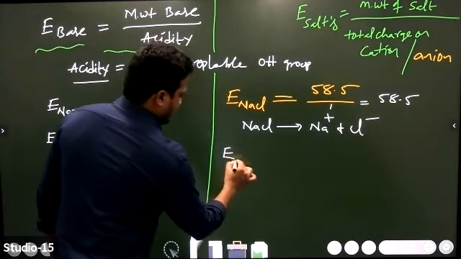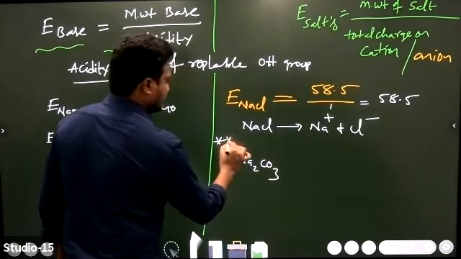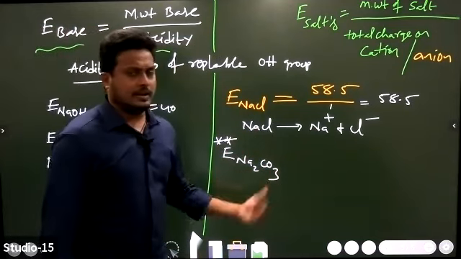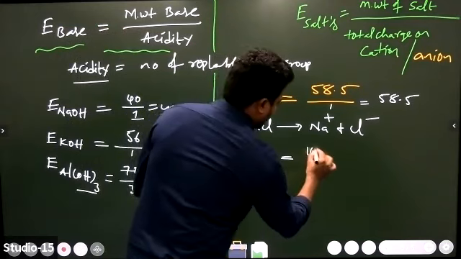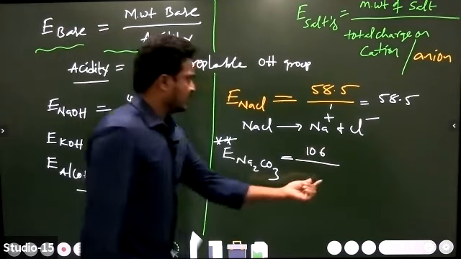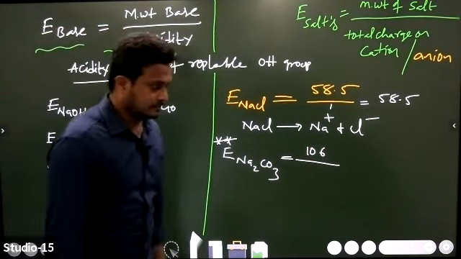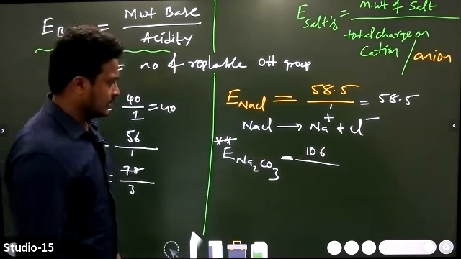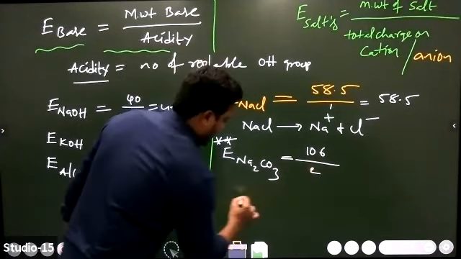Now calculate equivalent weight of Na2CO3. This is the most important one. In calculations of normality, they give Na2CO3 regularly. Actually molecular mass of Na2CO3 is 106 grams. Now tell me, Amma, what is total charge on cation or anion? Total charge on cation or anion? 2, sir. Yes, Amma. Very good. That is 2.